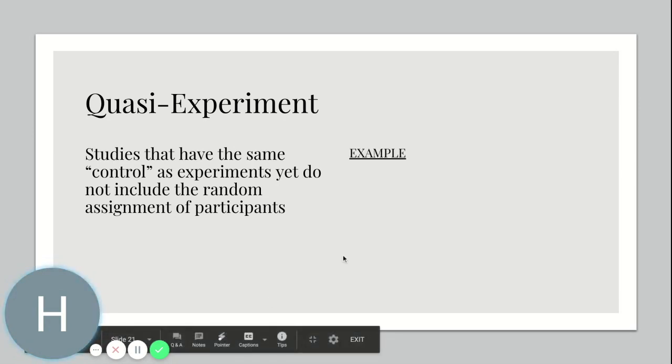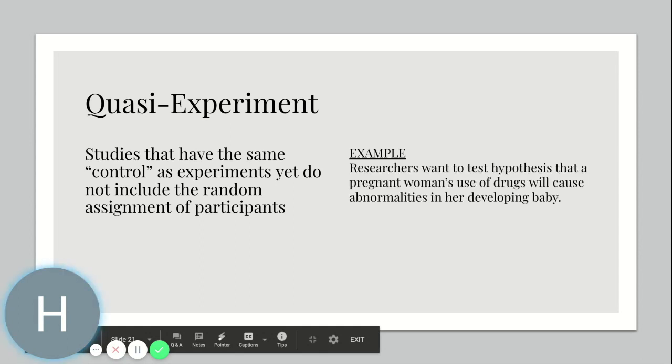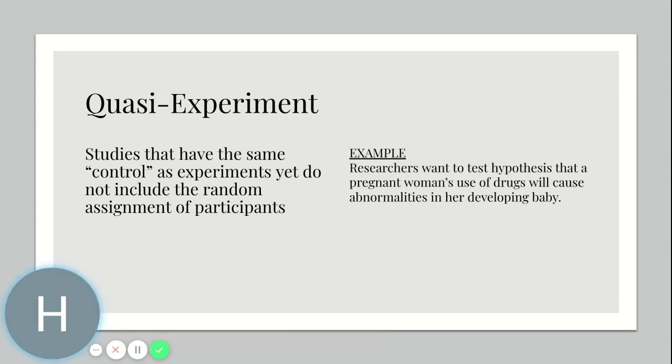Now, the purpose of this is because there are times when we need to gather information, but we're not able to do an experiment because it wouldn't be ethical. So let's look at our example. Researchers want to test the hypothesis that a pregnant woman's use of drugs will cause abnormalities in her developing baby. Now, let's think this through. We're trying to figure out the effect of drugs on babies in the womb. So, can you gather women and say, okay, all of you are going to get pregnant? Well, no, you can't tell women that they're going to get pregnant.